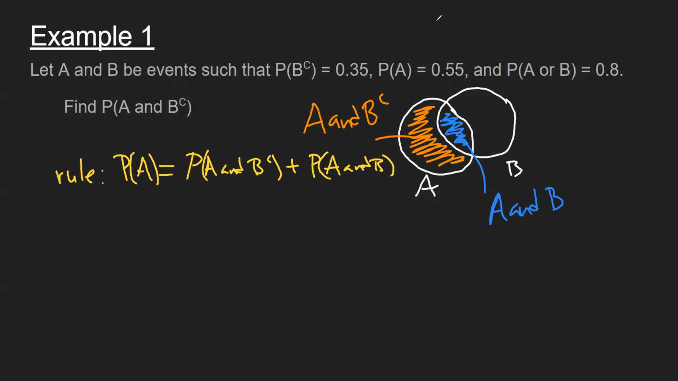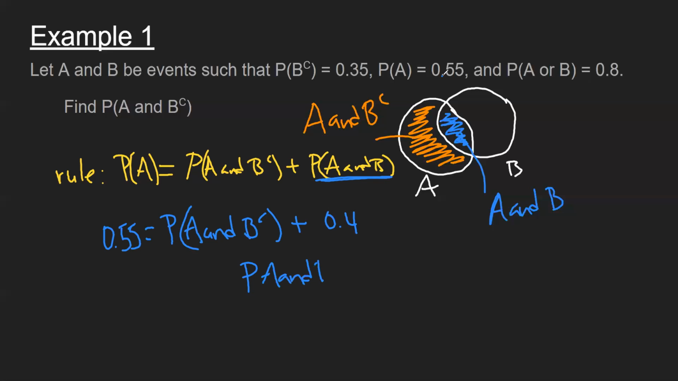Just like the other examples, we can now turn this into an algebra puzzle. So probability of A we know is 0.55. The A and B complement is actually what we're trying to find, so that's our unknown. And then finally, we have this common term again that we've been using in all three examples, A and B. We figured out that was 0.4. And so finally, going through a little bit of arithmetic here, we can solve for probability of A and B complement and get 0.15. And that wraps up example 1 for probabilities.